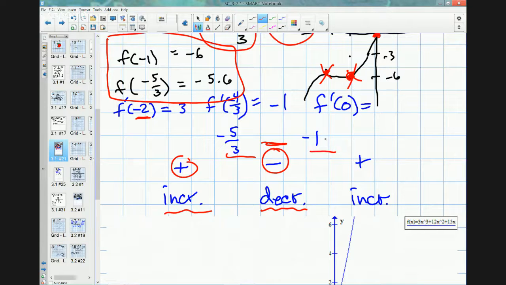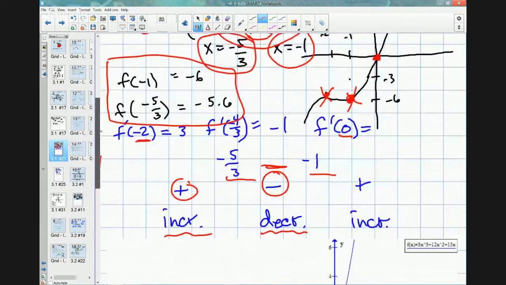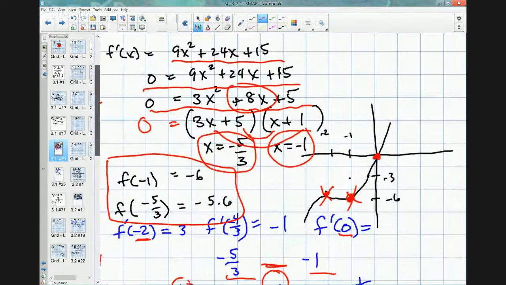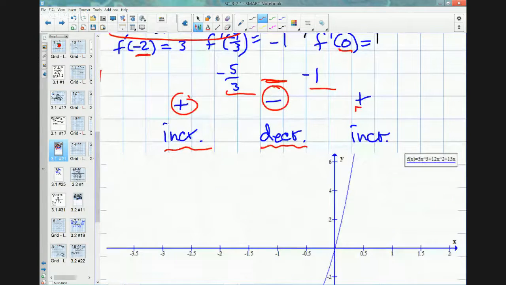And then I need everything to the right of -1. And a nice, easy one to pick there is, what's f prime at 0? Scrolling so you can see the derivative again. There it is. And if you plug in a 0, you get 15, which is obviously positive. So now it's increasing. Now, all you got to do is write the intervals down, which I didn't do, so I'll do that right now.